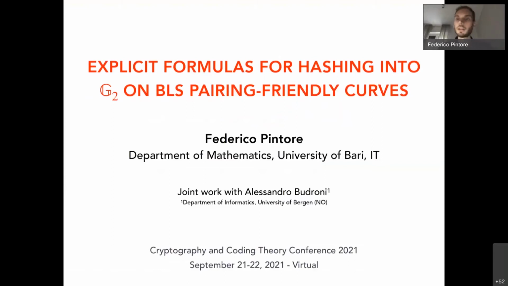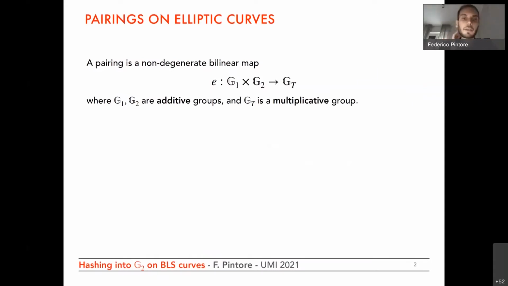This talk will focus on pairings over elliptic curves defined over finite fields. So first of all, what is a pairing? With the word pairing, I mean a map from the Cartesian product of two additive groups to a multiplicative group. And this map should be bilinear and non-degenerate.